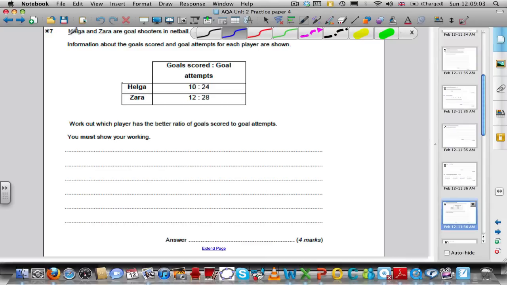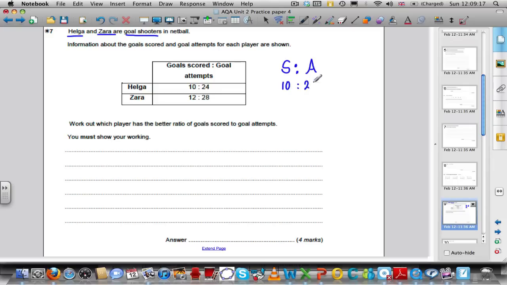Okay, question 7. Helga and Zara are goal shooters, and the following table shows how many goals they score to attempt. For every 24 attempts Helga scores 10, and for every 28 attempts Zara scores 12. We want to work out who has the better goal to attempt ratio. There are quite a few ways of doing this, and I will try to show you a few different methods.